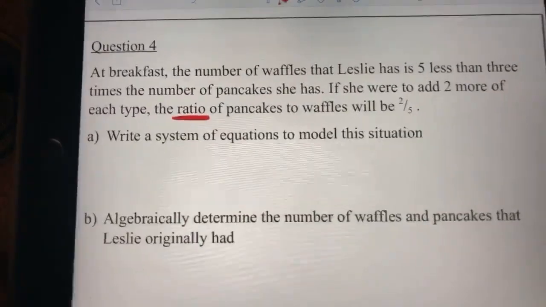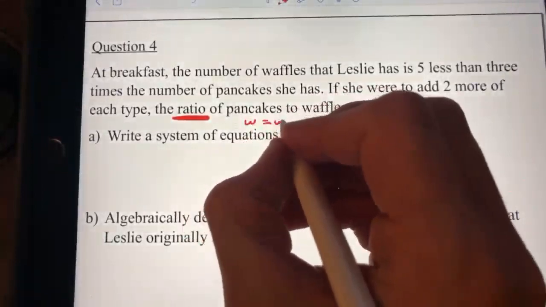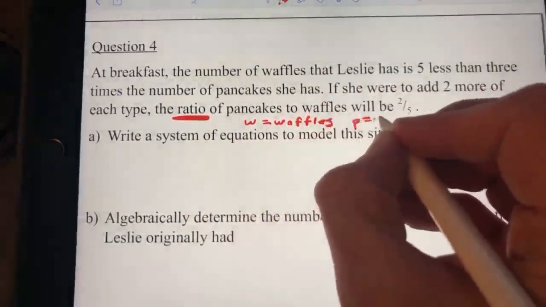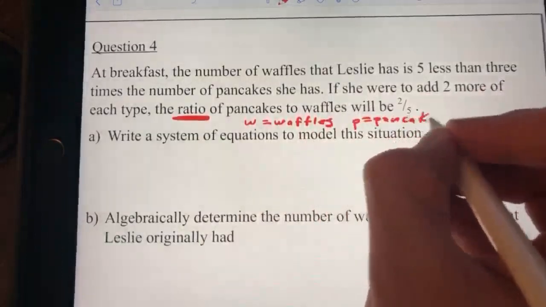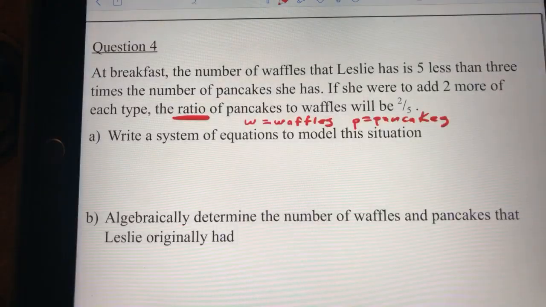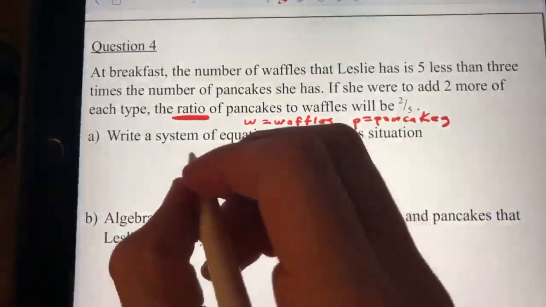So let's start with our variables. Obviously, we'll keep it simple. We'll say let W equal the number of waffles, and let P equal the number of pancakes. Okay, so we'll start with the first sentence. The number of waffles that Leslie has is 5 less than 3 times the number of pancakes. So that can be a little tricky. So watch what I'm going to write.